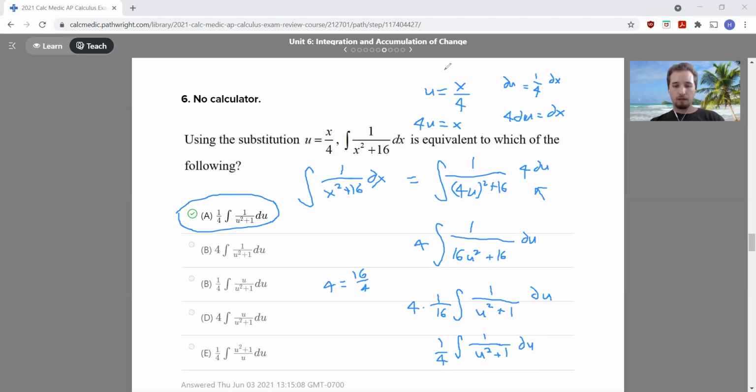Okay. Notice you don't have to actually solve the integral. Make sure you take a look at the answers first so you know what to look for. You might have started solving this and said, oh, this is arctangent. You don't have to do all that for this one.